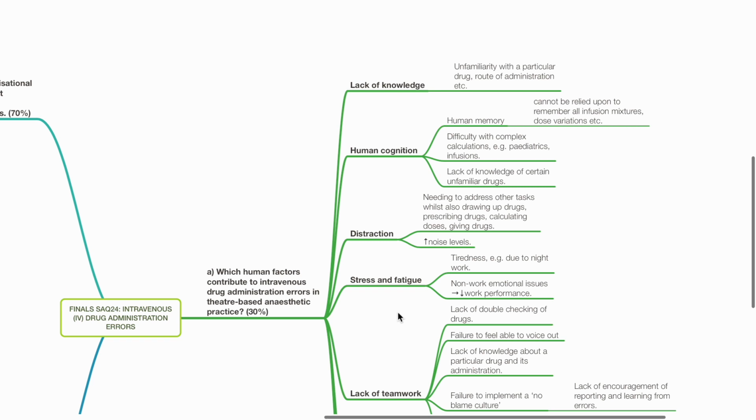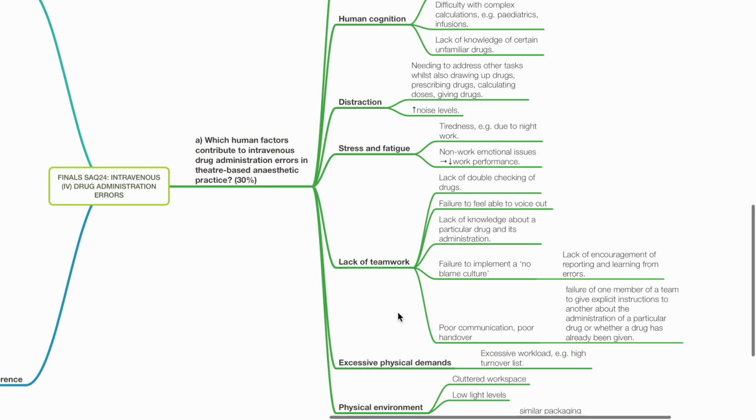Distraction: needing to address other tasks while also drawing up drugs, prescribing drugs, calculating doses, and giving drugs. High noise levels produce distraction. Stress and fatigue: tiredness, for example due to night work, and non-work emotional issues, reducing work performance.